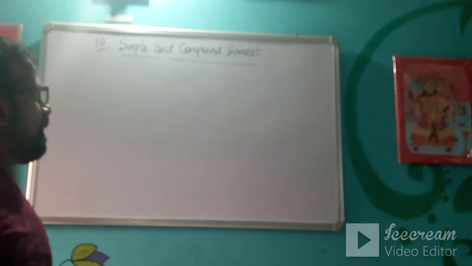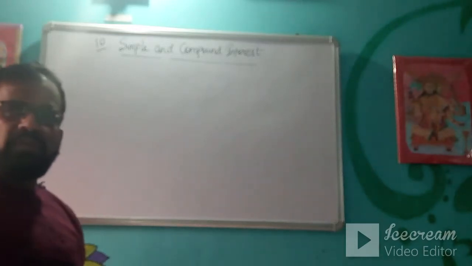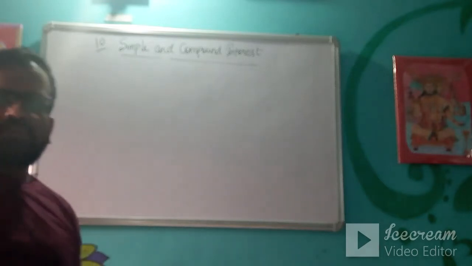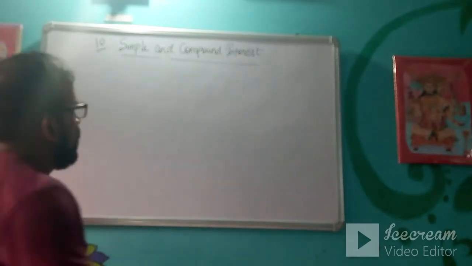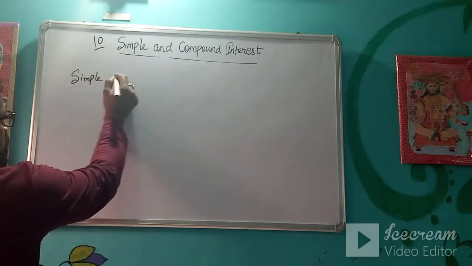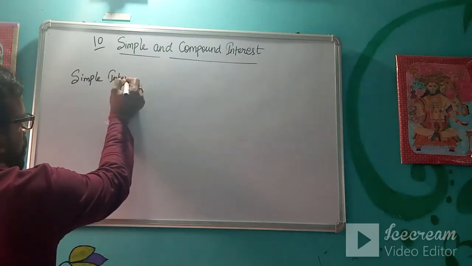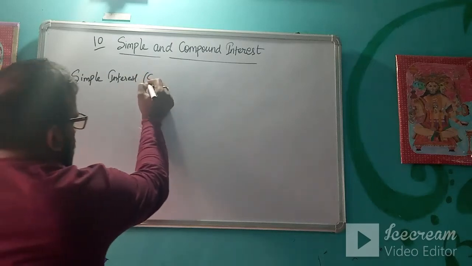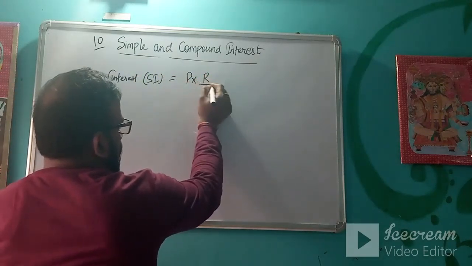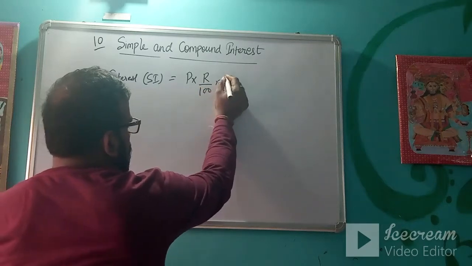So today we will start with a new chapter, simple and compound interest. Simple interest you have studied in the previous class also. So what is simple interest? That we in short denote as SI. So what was the formula? P into R upon 100 into T.